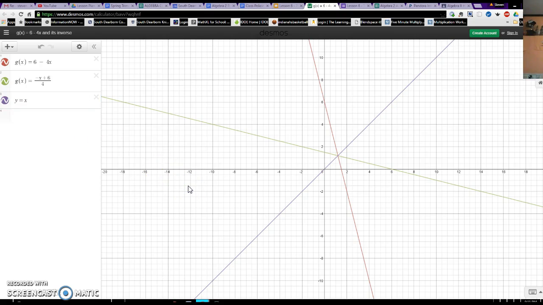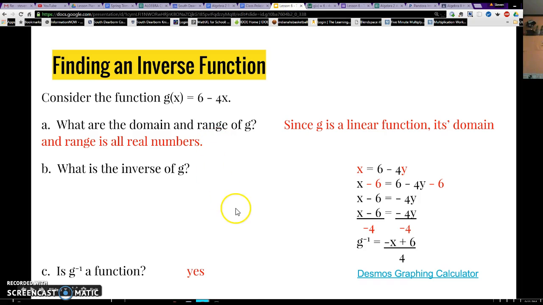And again, notice and imagine if we picked up this graph and we flipped it and folded it across the line where y equals x, this purple line right here. If that line were to be our crease mark, the red and the green lines would fall on top of each other, because a function and its inverse are always symmetrical with respect to the line y equals x. Let's go back to our notes.